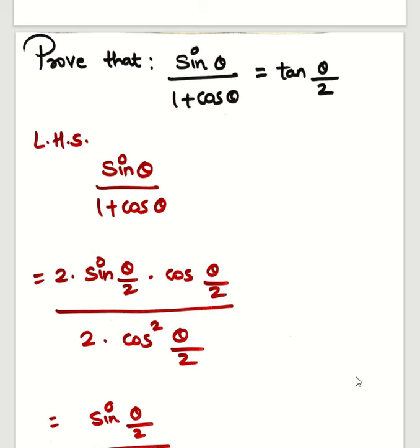Now the third question: prove that sine theta upon 1 plus cos theta equals tan of theta upon 2. First of all, the left hand side, that is sine theta upon 1 plus cos theta. Before we go ahead, the basic formula for sine of 2 theta: what is sine of 2 theta? It is 2 into sine theta into cos theta. But that is for sine of 2 theta. Here in the question, it is sine of only theta. So here 2 into sine of theta upon 2 into cos of theta upon 2.